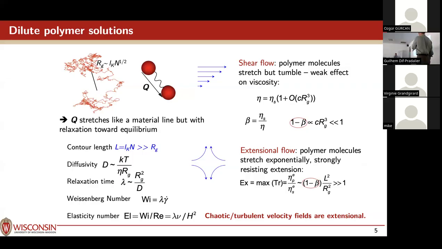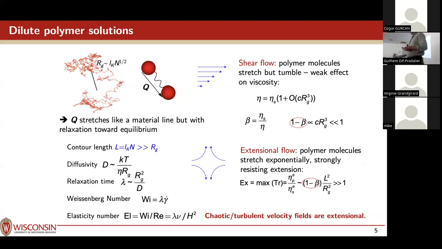Each of these beads experiences a Stokes drag. And so essentially this end-to-end vector Q wants to stretch like a material line, but with a relaxation back to equilibrium. And I'm going to say a little bit more about this on the next slide. Okay. So this molecule has a diffusivity. It has a relaxation time lambda, which is going to be really important. The relaxation time is related to how long it takes the polymer to diffuse its own length. So that's a scaling argument for the parameter dependence of the relaxation time.